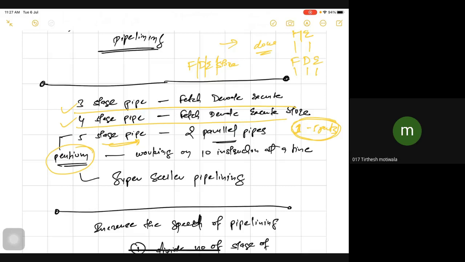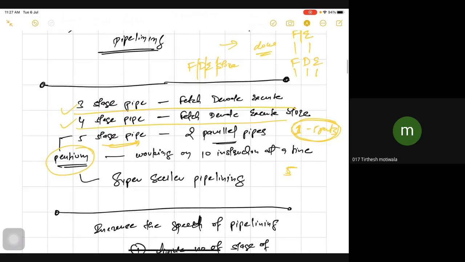Can someone tell me? If I'm having a five-stage pipeline, how many instructions are executed parallelly? Five instructions, right? One will be executed at the same time, one will be decoded, one will be fetched, one will be stored. Get it? Okay, but if you read it carefully, they are working on 10 instructions simultaneously.